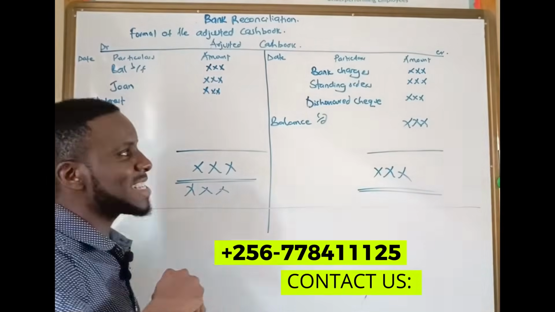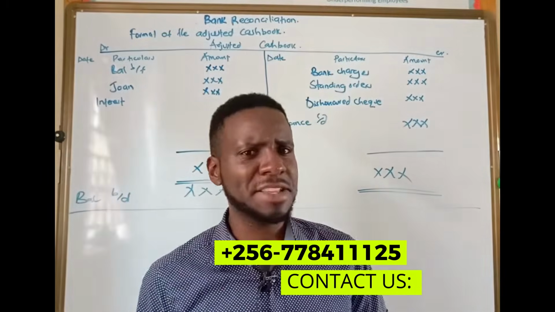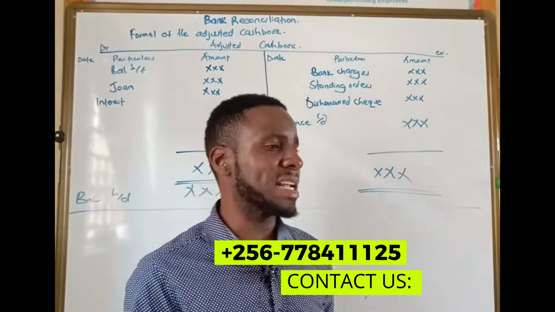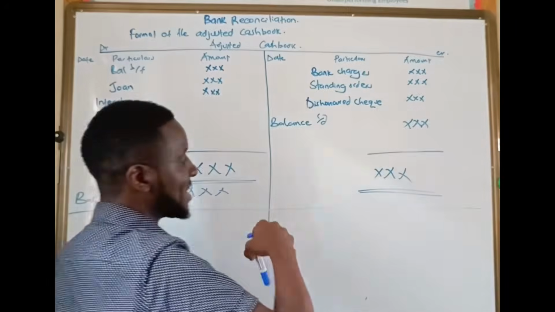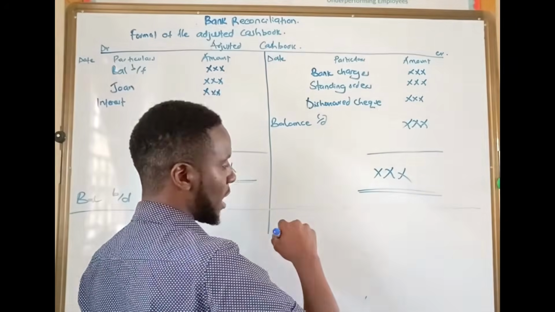After adjusting our cash book, it's all about comparing the bank statement and the cash book. What is in the bank statement and is not in the cash book, you update it. So if you look at the cash book and something is there, you tick it, and it's in the cash book as well.